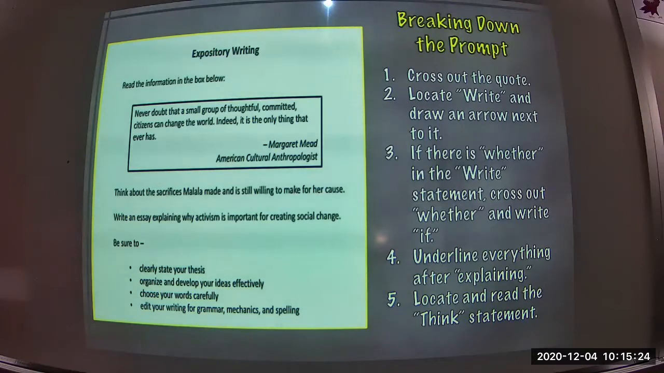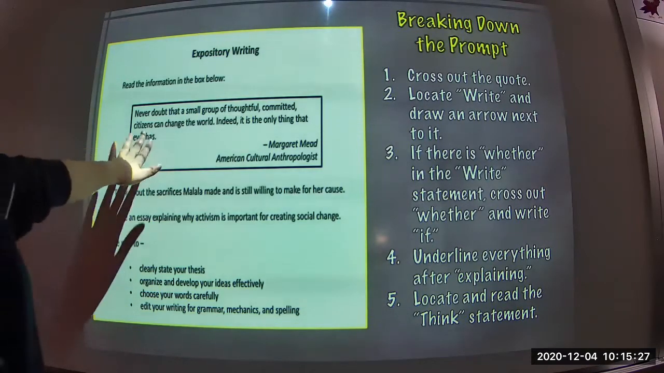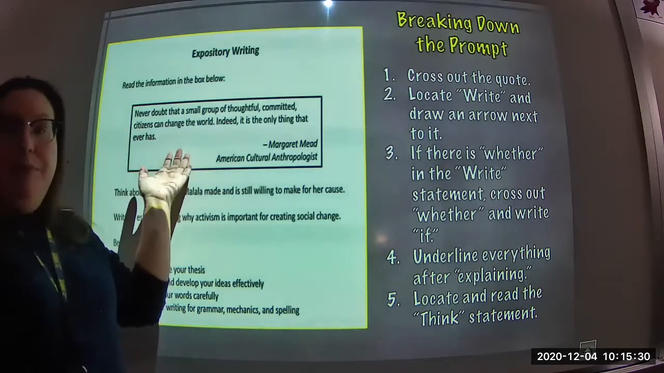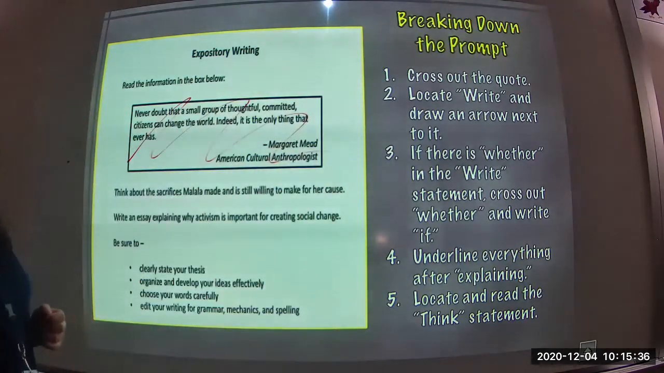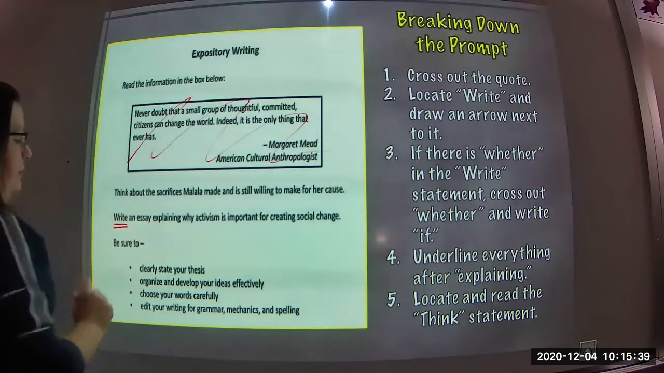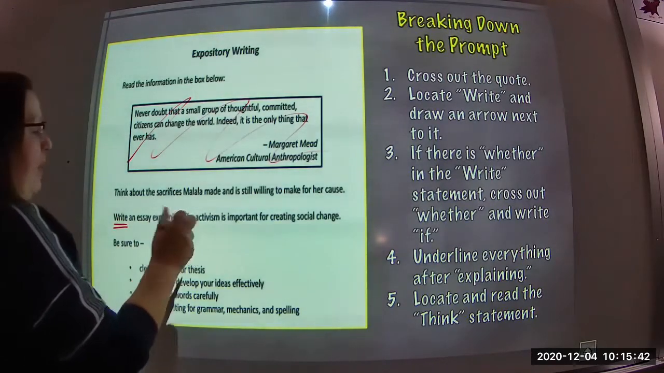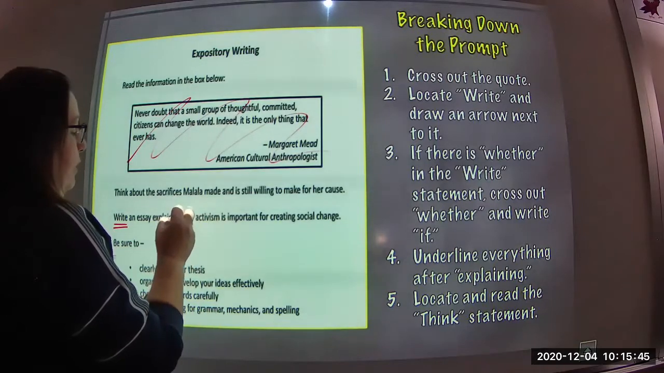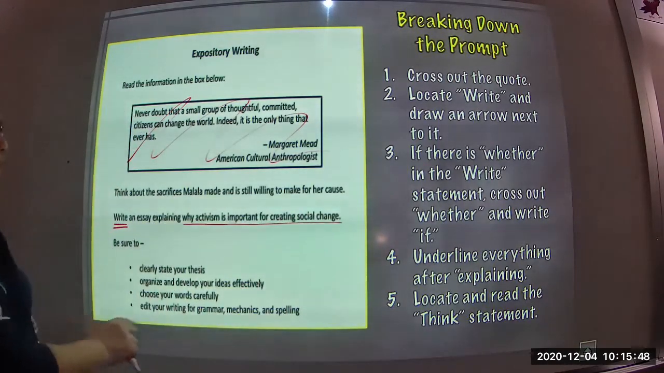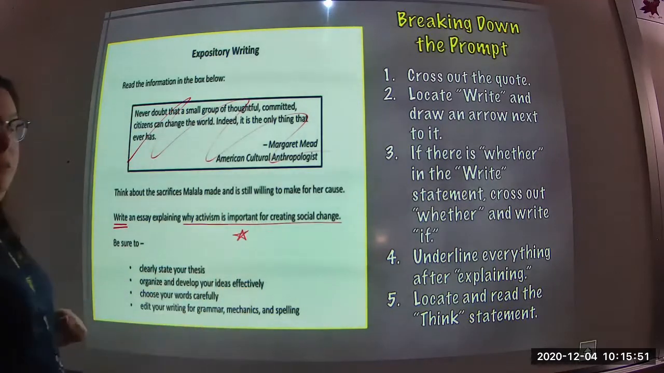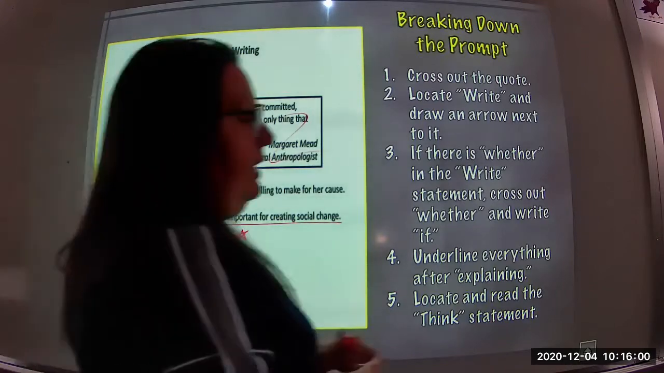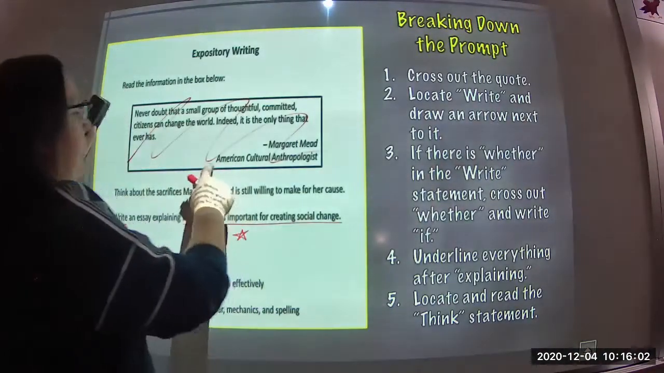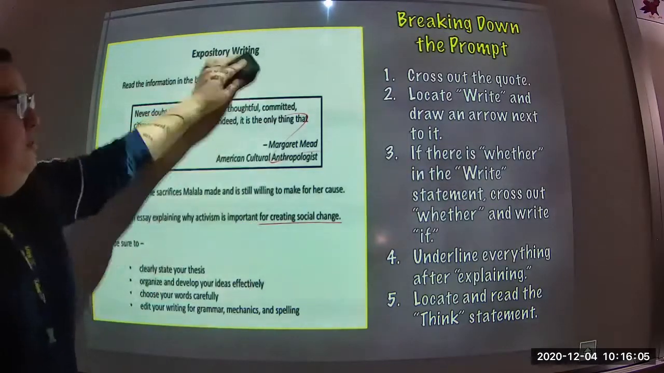So just so that you know, never look at this. Cross this out. This is a trap. So always, always, I just want you to exit it out. I don't care what you do to it. Don't read it, okay? Where it says write, that is the prompt. So everything after explaining why activism is important for creating social change, this is what you're writing about. That is the actual prompt. Everything else is just extra stuff. Focus on this only. Okay, and again, it's just because it is a trap. Many times you end up writing to this one, and that's not what you're supposed to be doing.